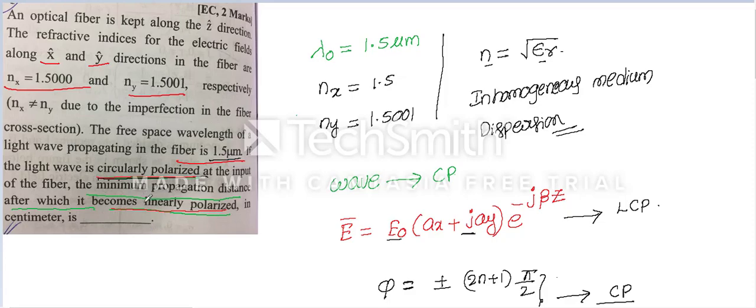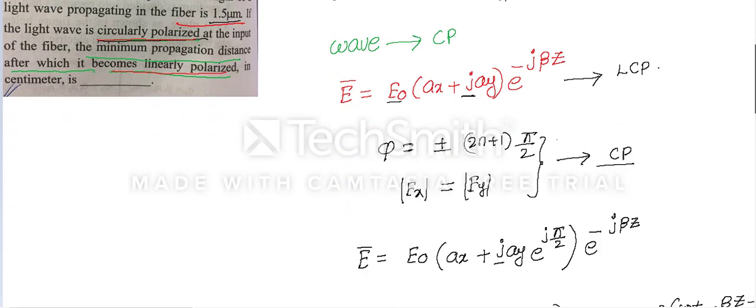Now see this thing here, they ask how much distance the wave has to travel to convert a circularly polarized wave to a linearly polarized wave. Hope you understand this concept. Now coming to this problem, the electric field expression I can write as E naught cos(omega t minus beta x z) a_x plus E naught cos(omega t minus beta y z) a_y.